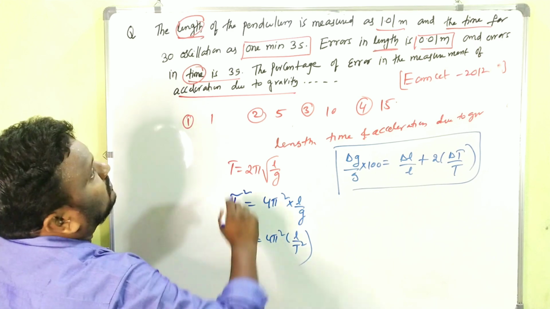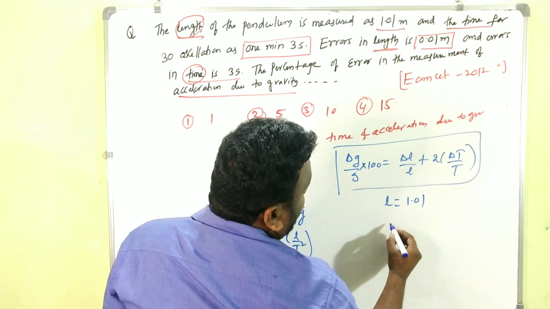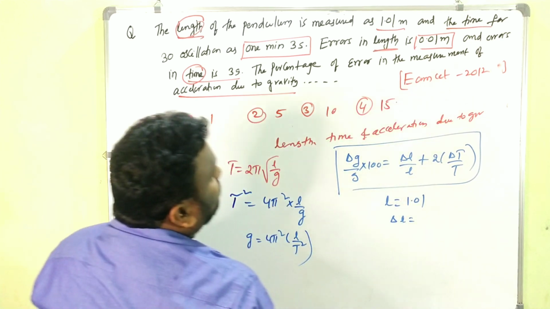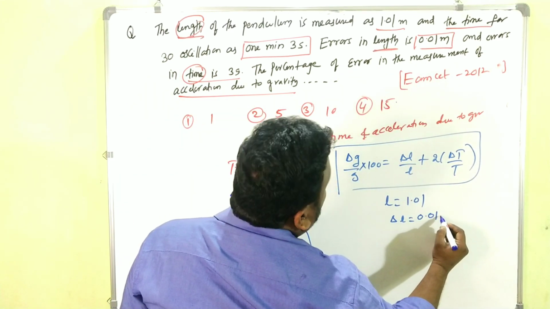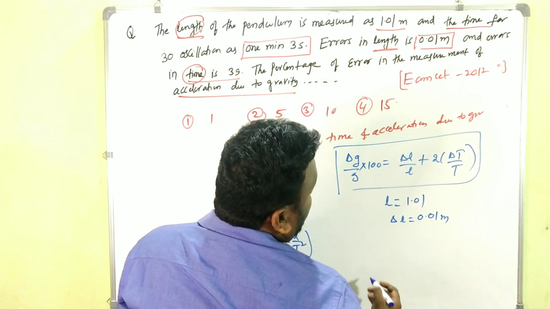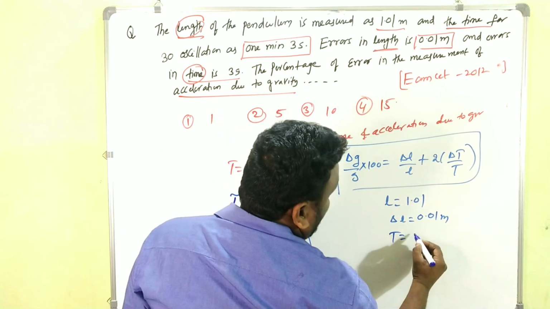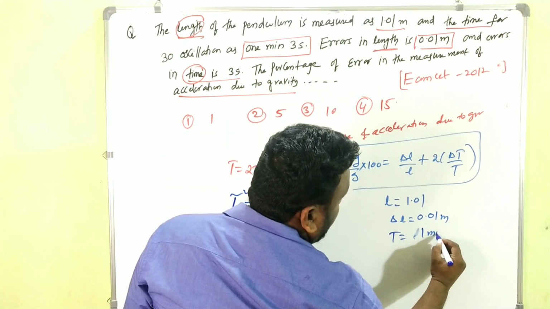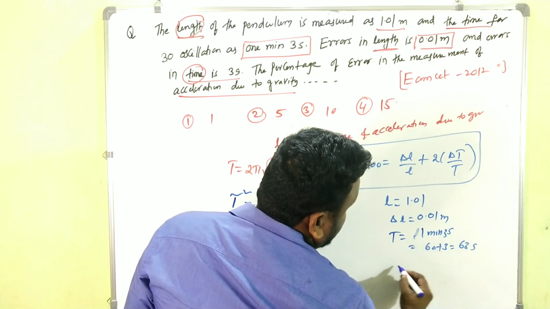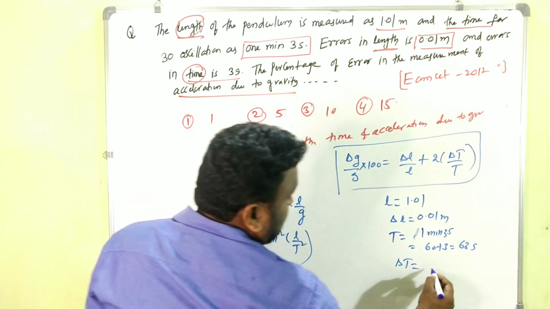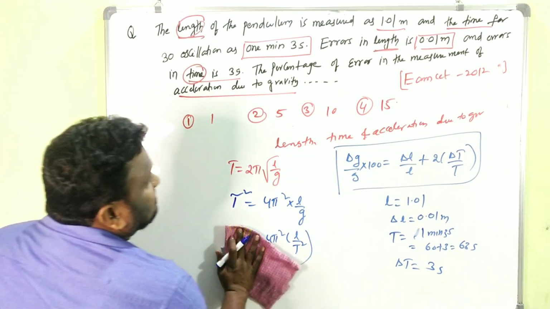And what was given: the length of the pendulum L is equal to 1.01 and delta L is equal to 0.01 meters, the error in the length. Similarly, the time is 1 minute and 3 seconds. That means 60 plus 3, 63 seconds. And the error in the time is 3 seconds. Now we have to substitute the values in that formula, and we may get the answer.